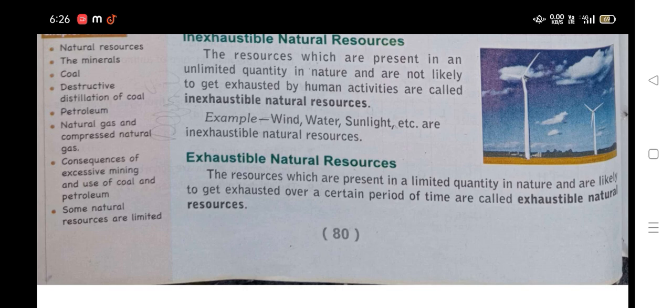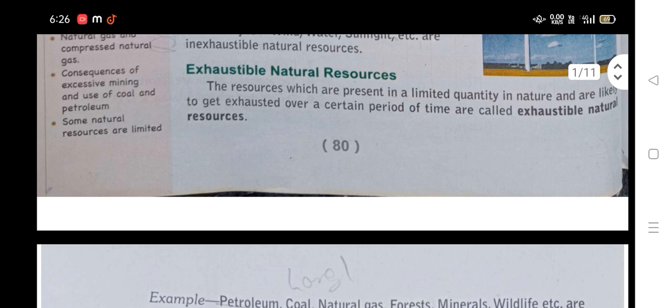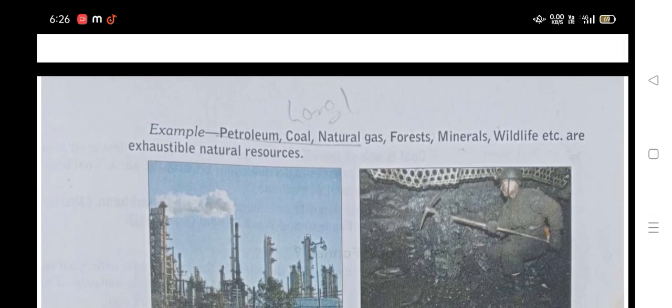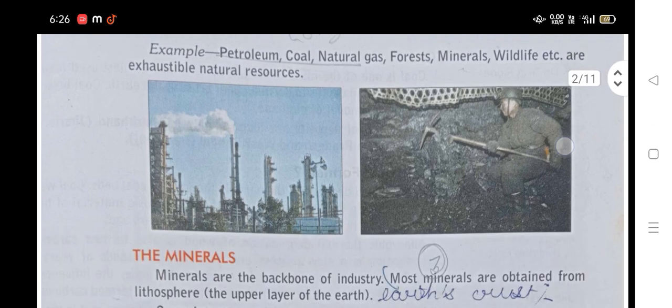Second is exhaustible natural resources. The resources which are present in a limited quantity in nature and are likely to get exhausted over a certain period of time are called exhaustible natural resources. Example: petroleum, coal, natural gas, forest, minerals, wildlife, etc.